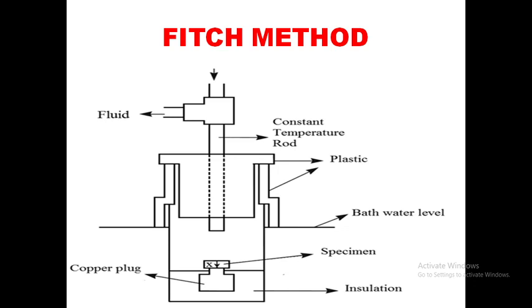Second method, Fitch method. This figure shows the Fitch method. This method, developed by Fitch, is used to measure materials of low thermal conductivity by using a plane source of heat. This method consists of two components. One is the heat source, another is the heat receiver.